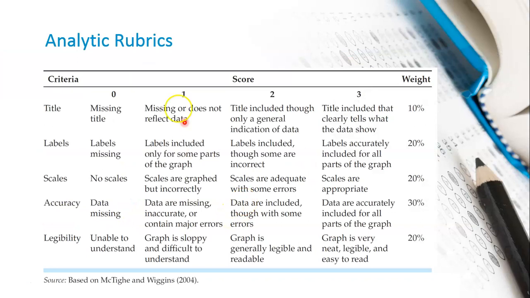So this is an example of an analytic rubric here. The criteria given are title, labels, accuracy, and legibility. You can give a more specific description for the title here. What is it about, and what is the scale here? So this is the type of score that you can give. For the title, if there is no title, we give 0. The weightage is about 10% here, and so on. So it has weightage here. So this is an analytic rubric.